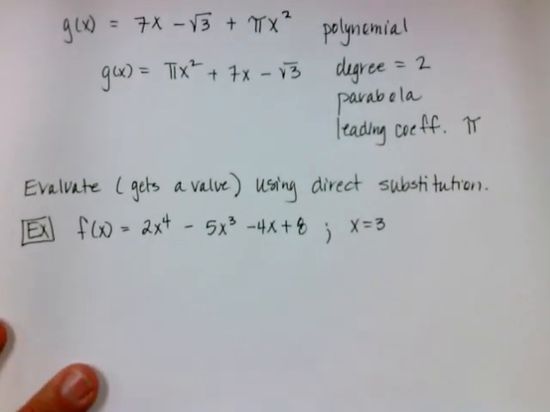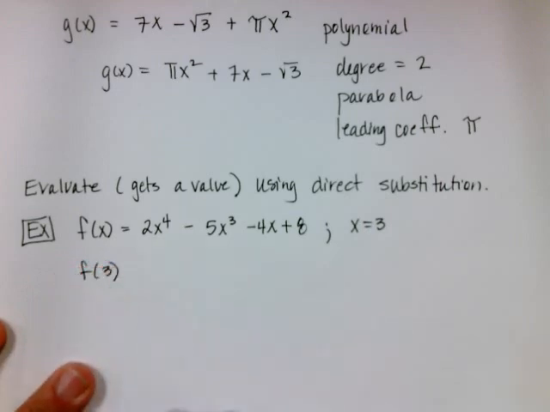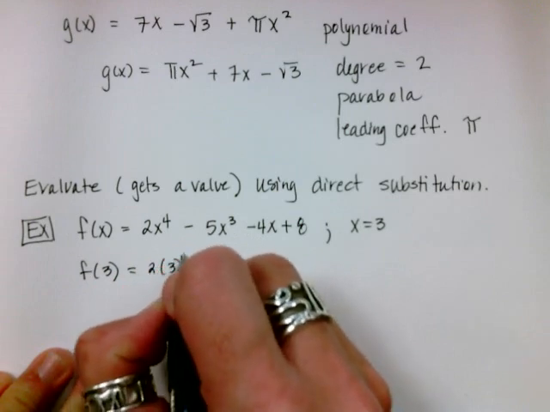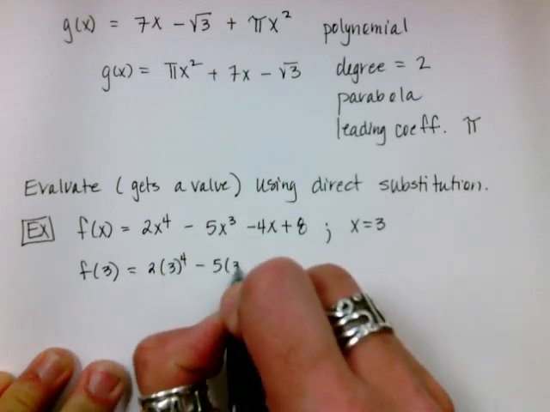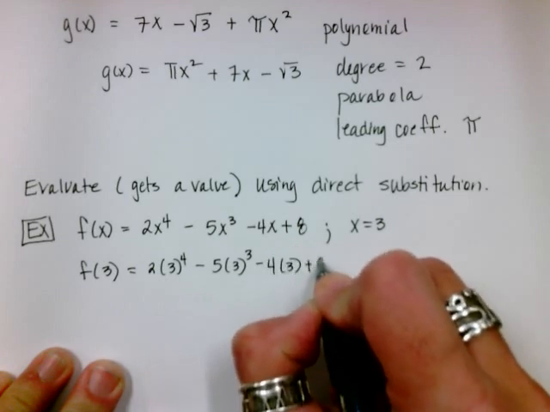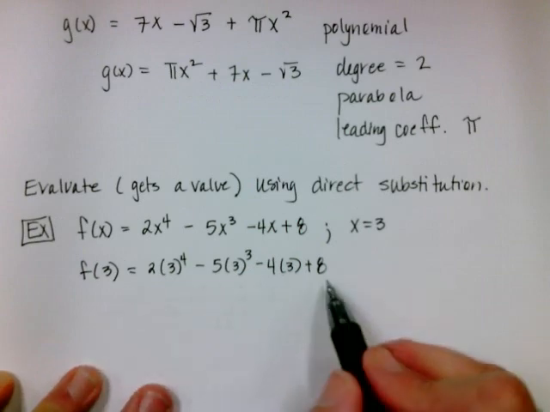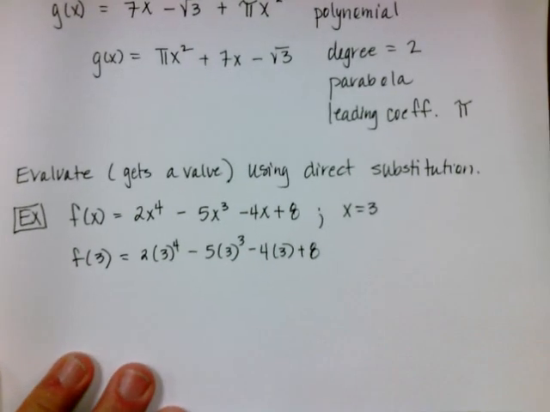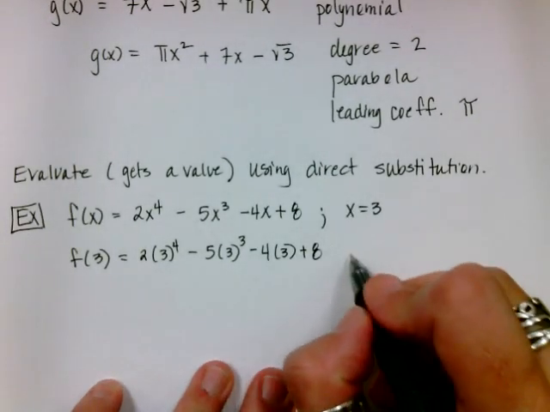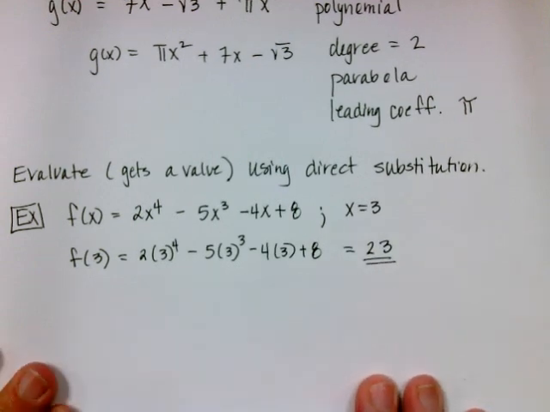To do that, and we've done this before, I'm just going to substitute 3 in for every place where there's an x. So it's going to be 2 times 3 to the fourth minus 5 times 3 to the third minus 4 times 3 plus 8. And if you do this math in your grapher, you should do it all in one step. Do not do it in little pieces. You will get 23. And you can check that on your calculator because I know you know how to do that.